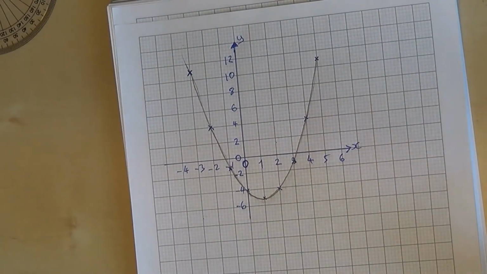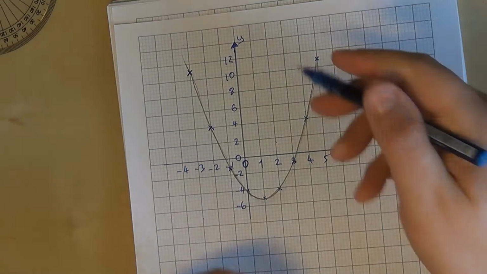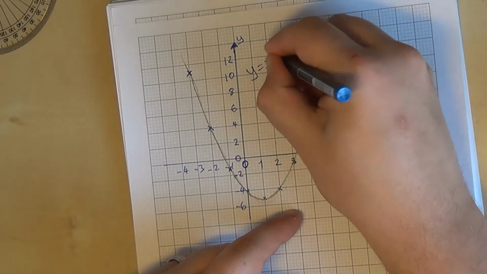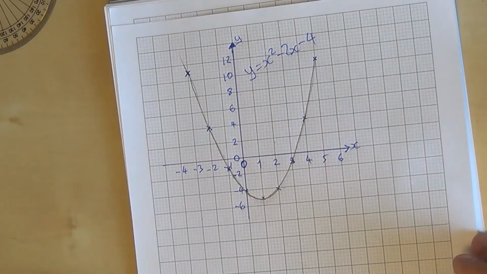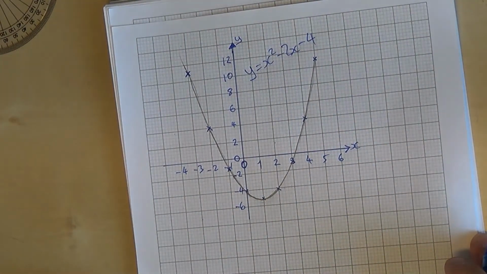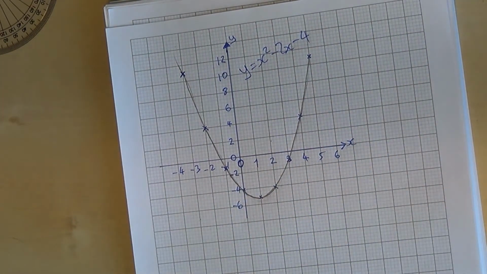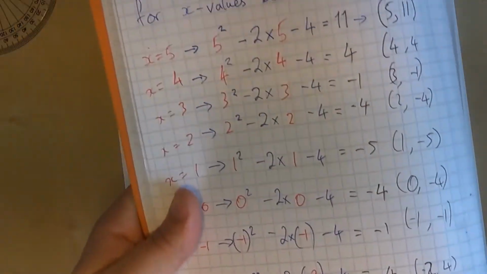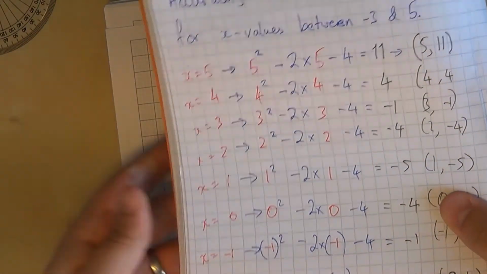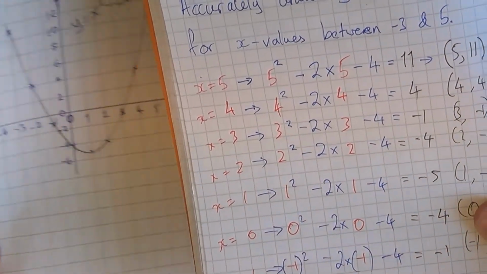So that curve came from the equation y equals x squared take 2x take 4. And that's just the section that fits on our graph between negative 3 and 5. So this U shape you'll get quite used to being linked to these squared functions. So that was quite a page of work to get all those coordinates. I'm going to show you now a quicker way to do this.